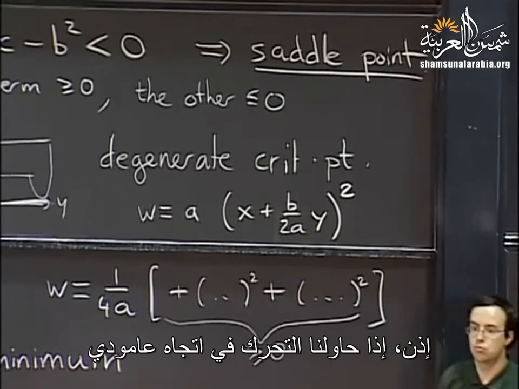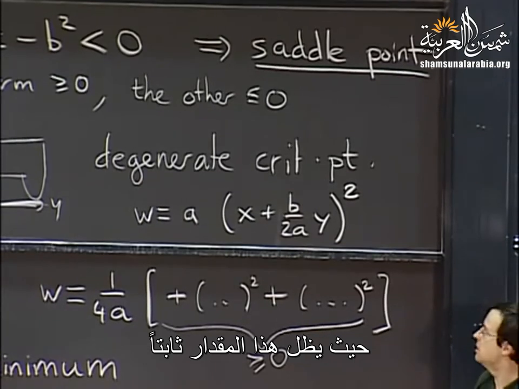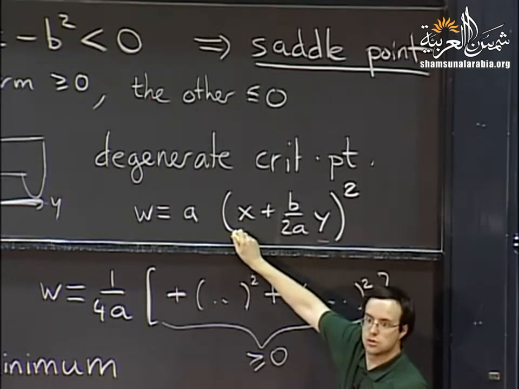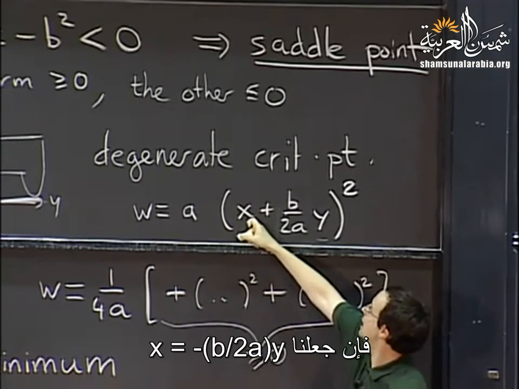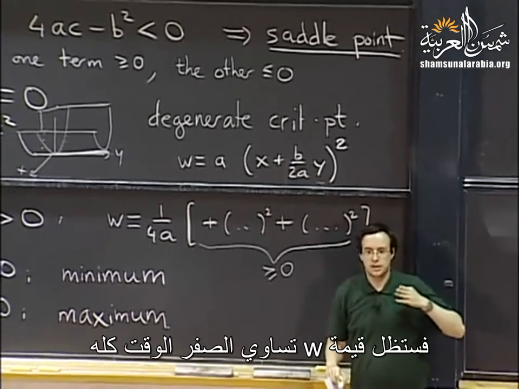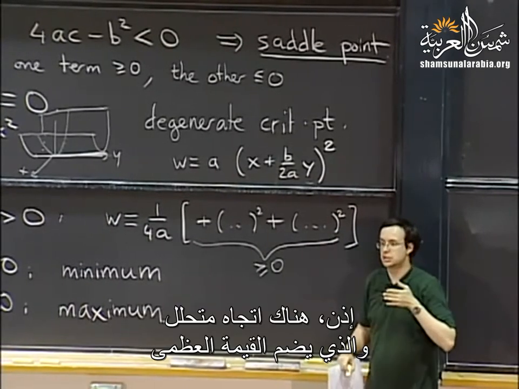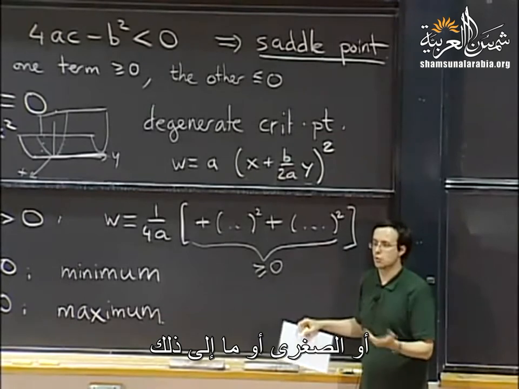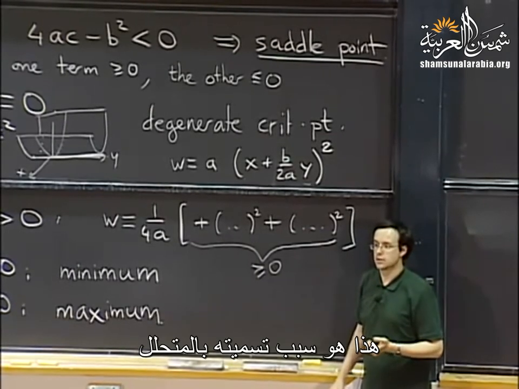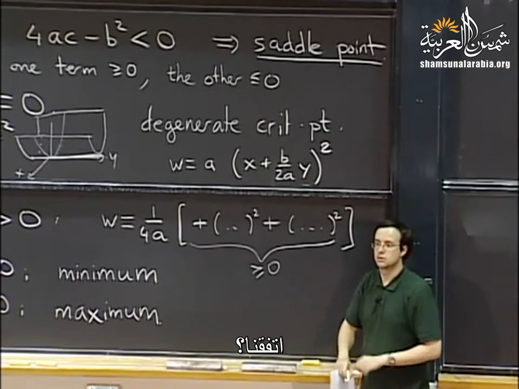Okay, so if I choose to move in the perpendicular direction, in the direction where this remains constant, maybe if I set x equals minus b over 2a y, then this remains 0 all the time. So there's a degenerate direction in which I stay at the minimum or maximum or whatever it is that I have. Okay, so that's why it's called degenerate. There's a direction in which nothing happens. Okay?